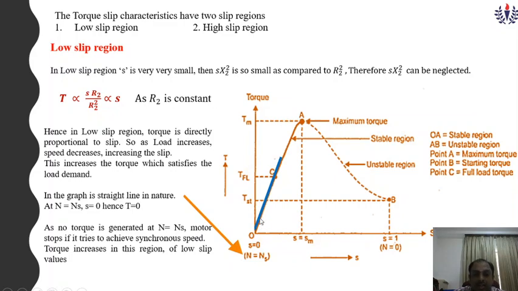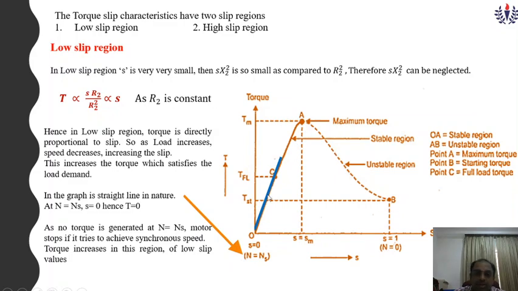So the torque increases in the region of low slip values. In the low slip region I have marked 0 to a. This 0 to a will be the stable region and a to b will be the unstable region.